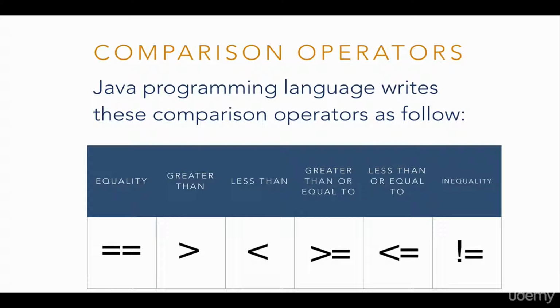For equality, we use the double equal sign. This is very important. Always use the double equal sign for equality. Okay. And as you can see, these are the other signs: greater than sign, less than sign, greater than or equal to, less than or equal to, and for inequality, we use the not sign, the bang sign, plus the equal. Okay. This is the inequality sign.